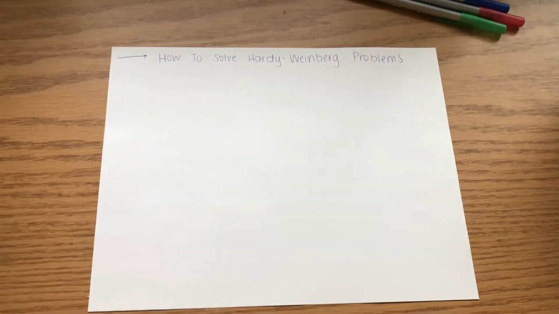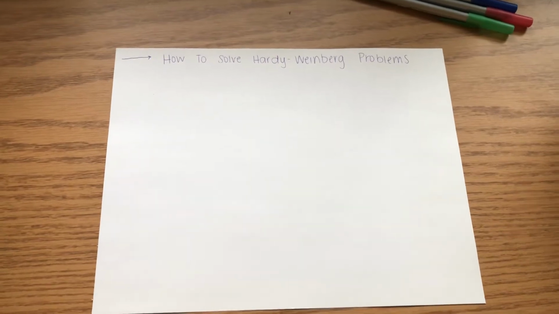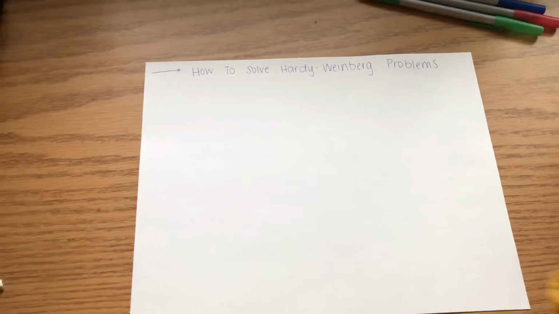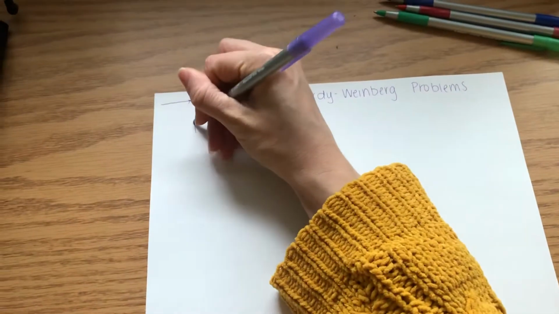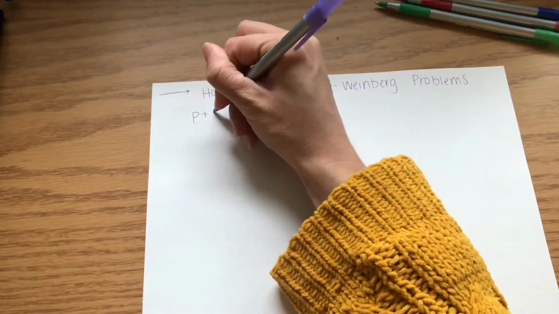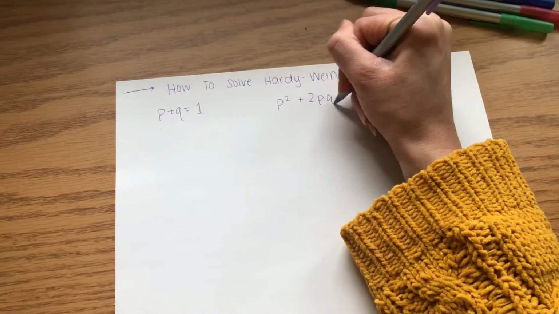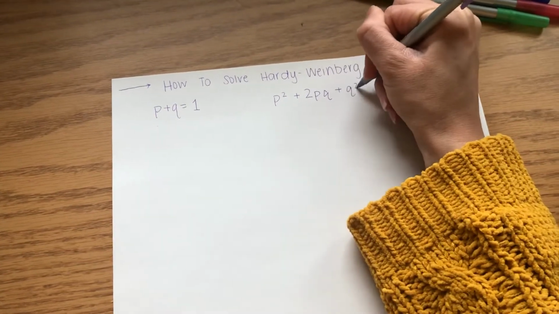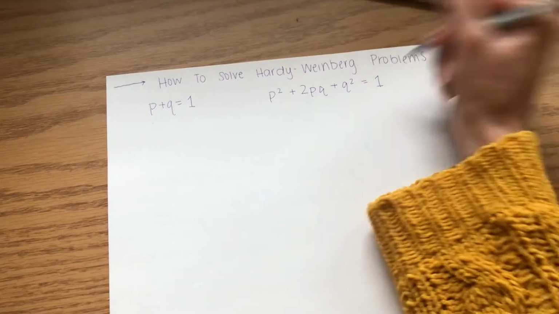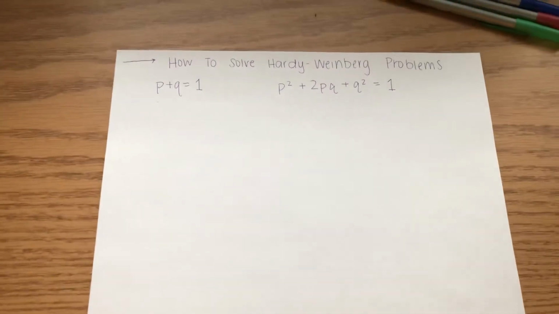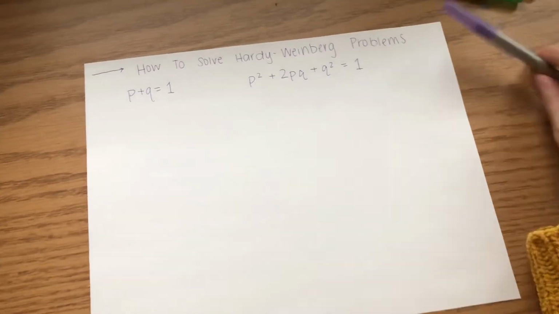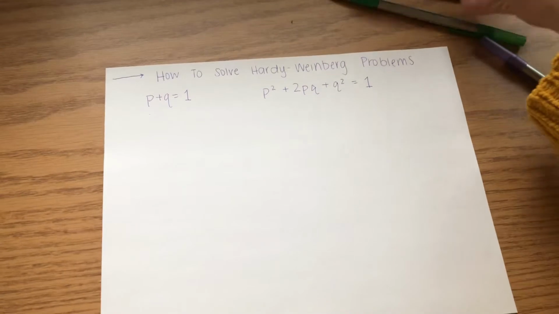So in this video, I'm going to show you how to solve Hardy-Weinberg problems. So the first thing you want to focus on is our two main equations. So that is P plus Q equals 1 and P squared plus 2PQ plus Q squared equals 1. So these are the equations that we're going to be working with to solve these problems. So now I'm going to break down each variable for you.